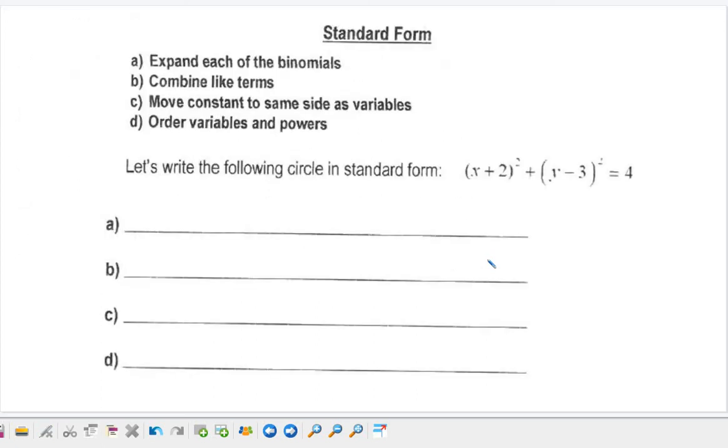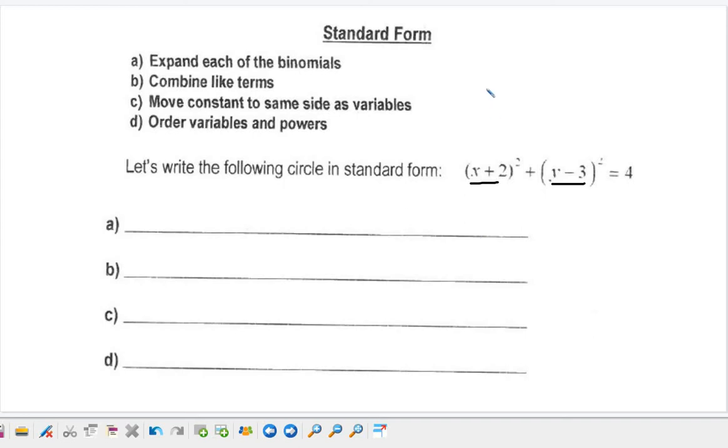All right, so standard form. So standard form is just expanding all of this stuff completely out and writing it all on one side. So expand each of the binomials, combine like terms, move constants to the same side as the variable, and order the variables in powers. So I'm going to expand these two first.